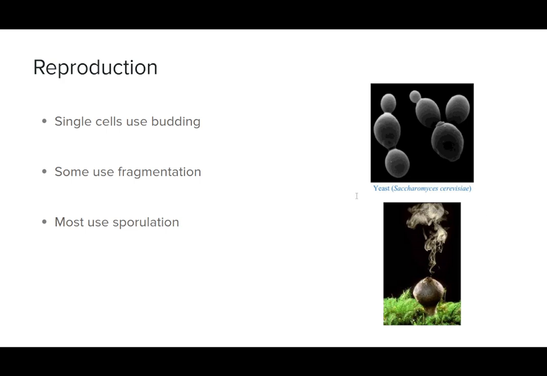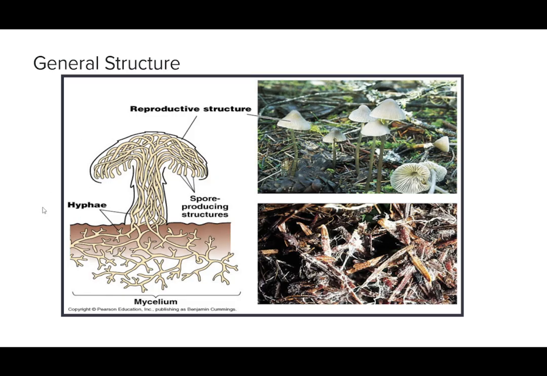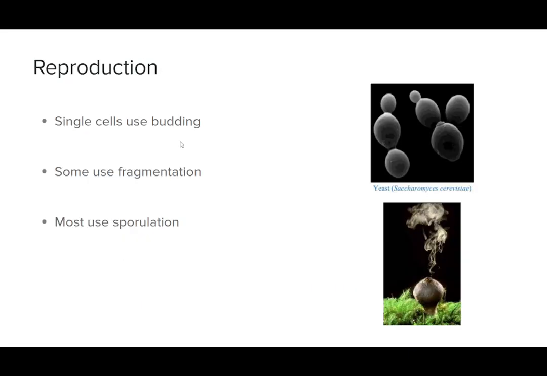Reproduction. Fungi reproduce a couple of ways depending on which fungus it is, which mushroom it is. Usually unicellular fungi like yeast produce new cells through budding. These little ones right here, you can see them. Some use fragmentation, so pieces of the hyphae break off and eventually grow into a new fungus right here. And then lastly is spores.